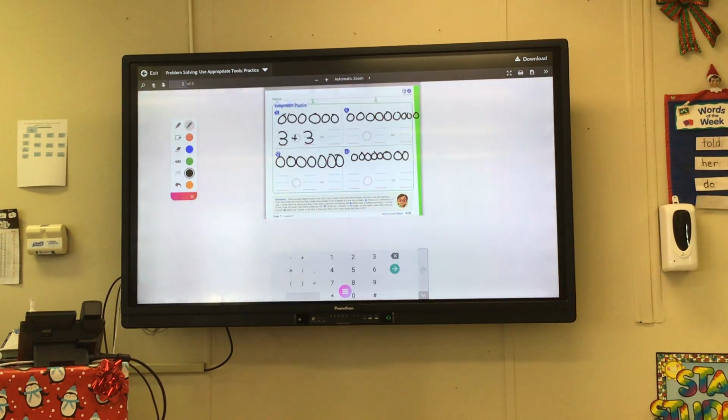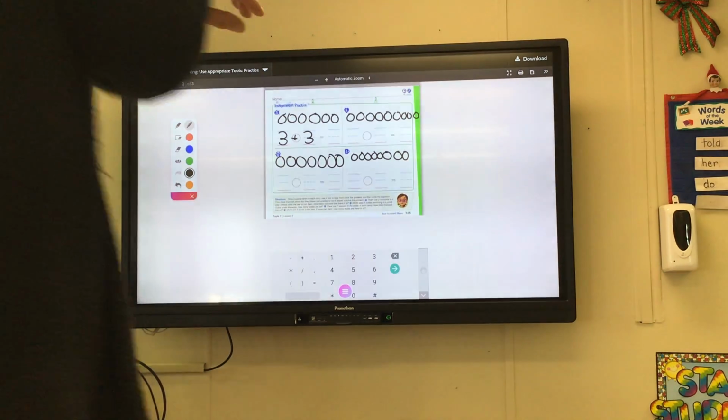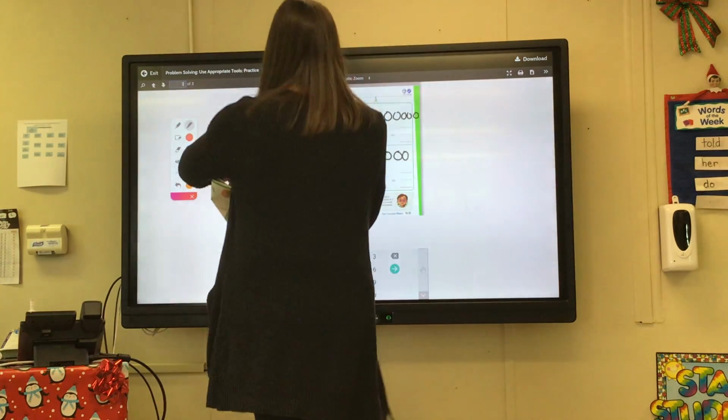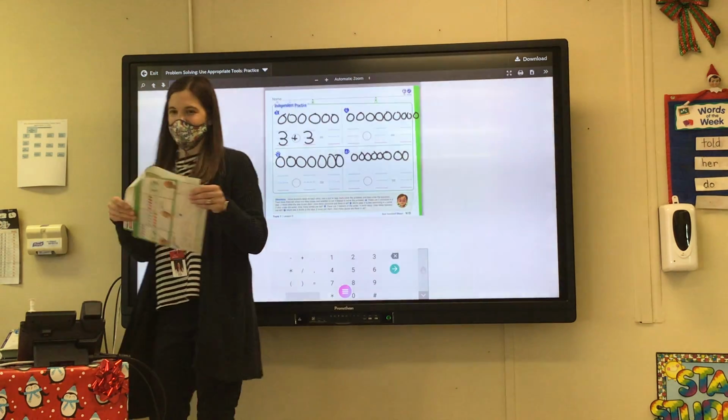Good. So we had 6. 1, 2, 3, 4, 5, 6 all together. Then 2 join them. So we would add 2. So they join them, that would mean we add, the plus. Good. Okay, so now how many do we have total?